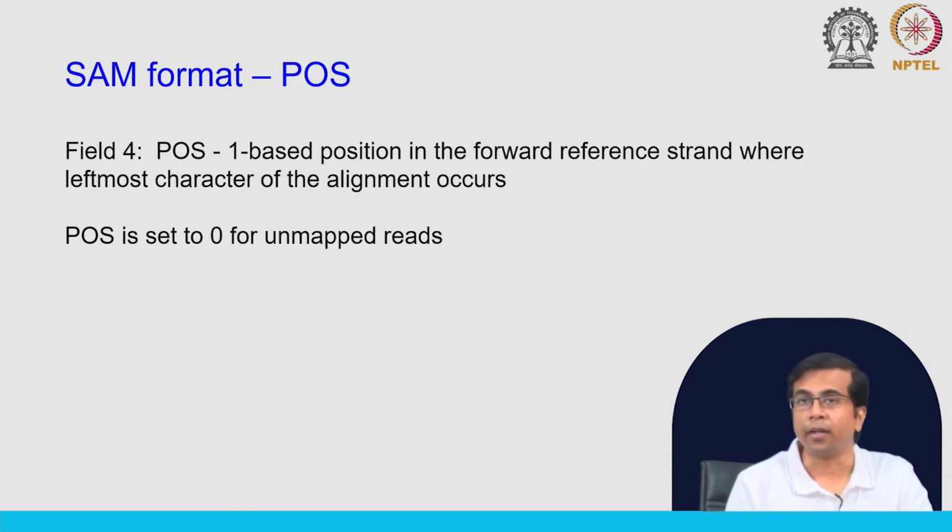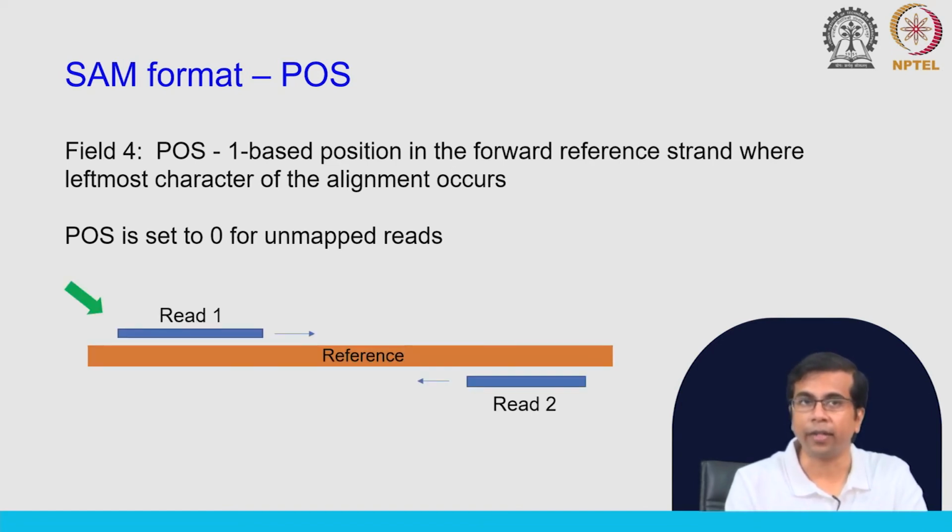It gives you the location where the leftmost character of the alignment occurs. Okay. So, in the reference sequence, where the leftmost character of the read occurs, that is the position that we get in this POS. And this is set to 0 if you have unmapped reads. So, if your read did not align, you will get this as 0.